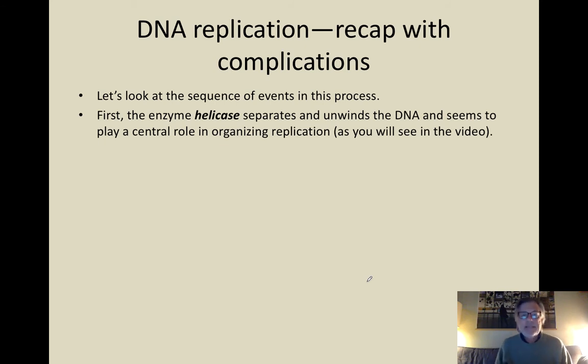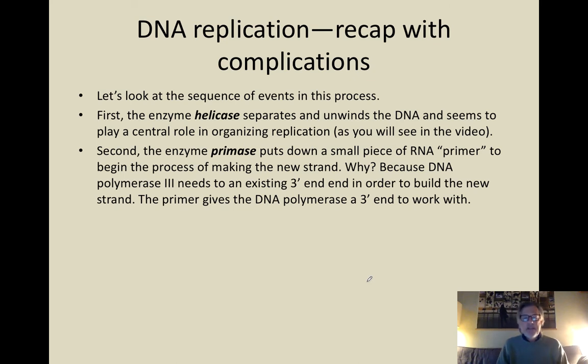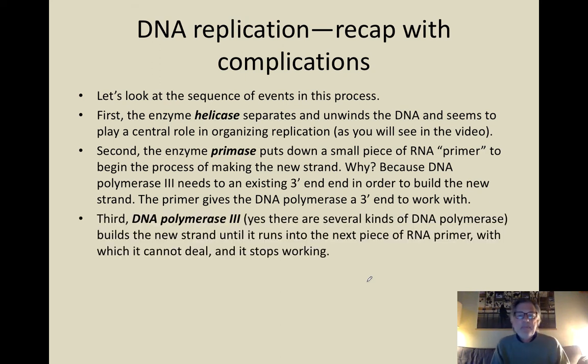First, the enzyme helicase separates and unwinds the parent DNA and seems to play a central role in organizing all of replication, as you will see in the video at the end of this talk. Second, the enzyme primase puts down a small piece of RNA primer to begin the process of making a new strand. Now, why does it do this? Because DNA polymerase 3 can only work with an existing 3' end. And so the primer gives a 3' end that the DNA polymerase is able to work with.